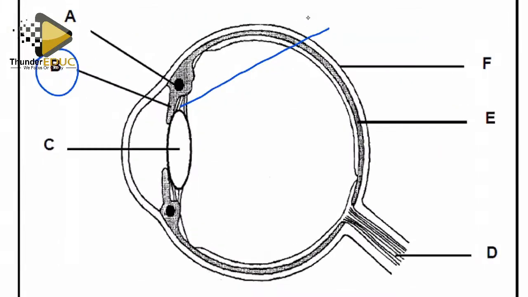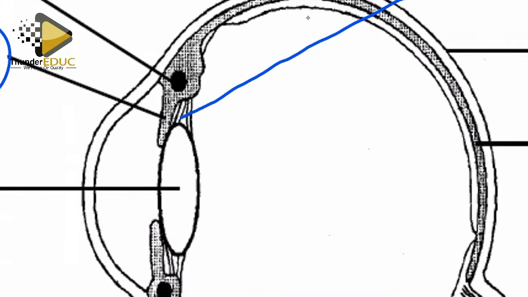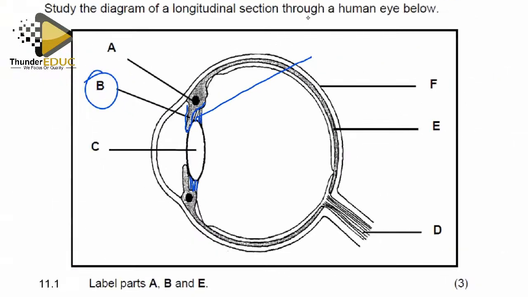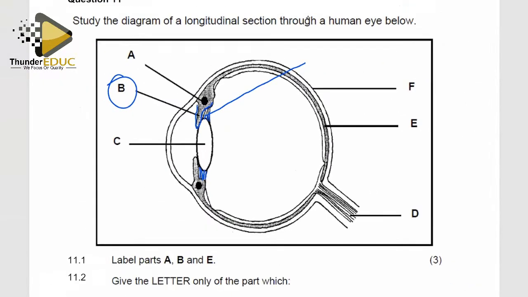Let me zoom it out so that you're able to see exactly. You see that B is focusing on this part, which is the iris. So the suspensory ligaments are these threads you see. Those are the suspensory ligaments. So B is the iris. Then what is C?